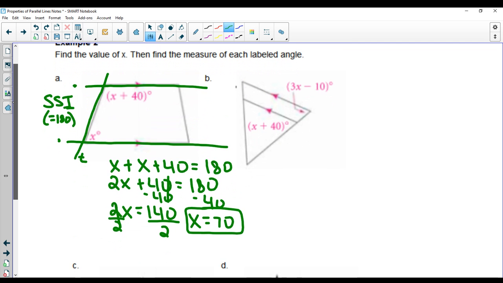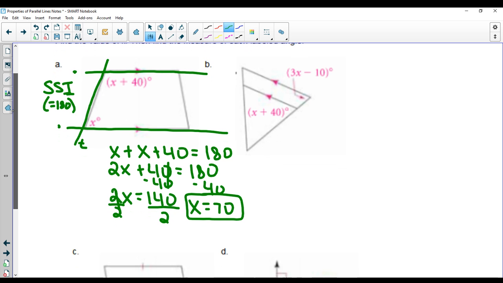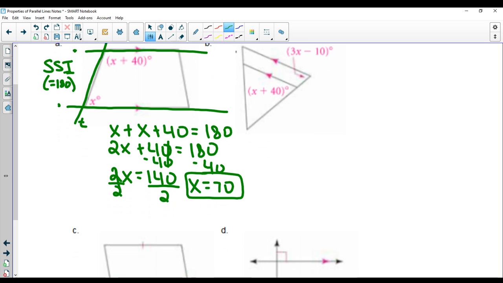The second part says, then find the measure of each labeled angle. So basically, I'm going to take this x and plug it back in. Well, down here, duh, that's 70 degrees. If I plug 70 back up here, I would get 70 plus 40, which is 110 degrees. And if you notice, that 110 plus 70 is indeed 180, so we know we did our work right.